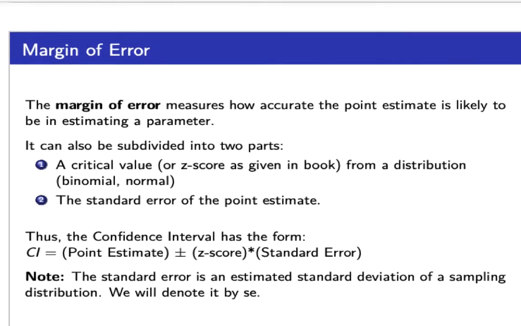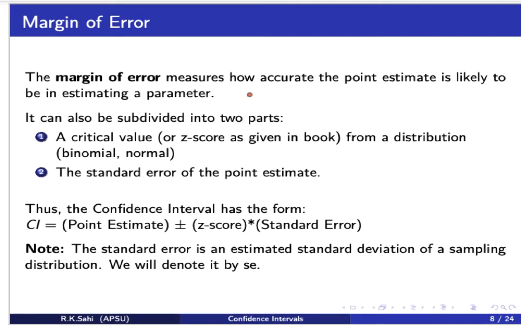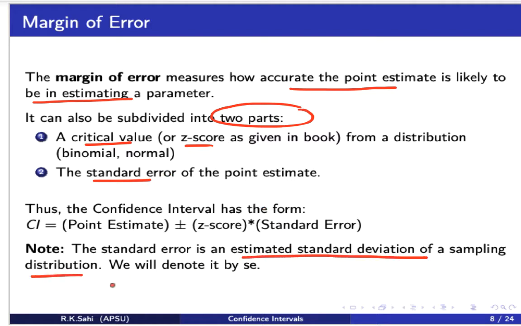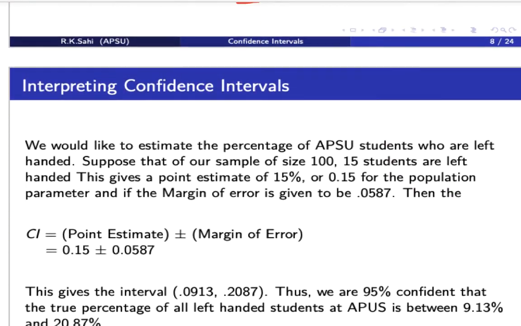Okay, let's look at margin of error. Now, margin of error measures how accurate the point estimate is likely to be in estimating the parameter. Now, it is further divided into two parts. One is the critical value, which is basically the z-score, and the other one is the standard error. The standard error, guys, is an estimated standard deviation of a sampling distribution. We denote it by SE. So the confidence interval, including these two parts of the margin of error, now becomes point estimate plus minus z-score times the standard error.